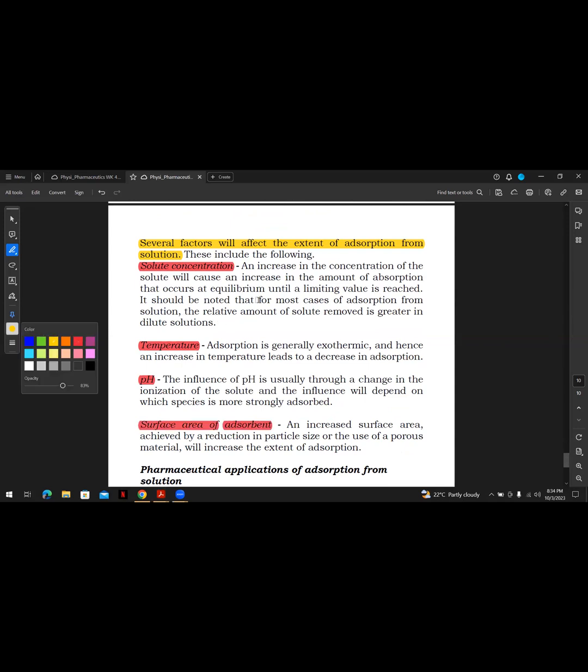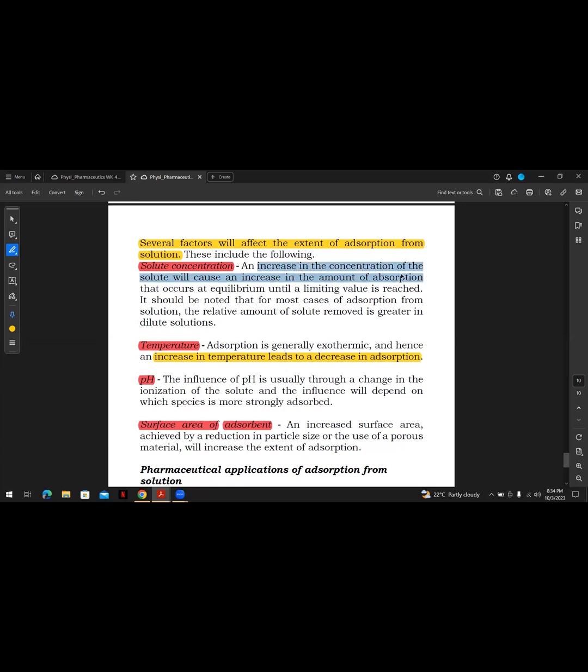And then the temperature. Adsorption is generally exothermic, and hence an increase in temperature leads to a decrease in absorption. So exothermic are the ones which give out heat, the processes where there's an output of heat. So it's exothermic, so an increase in temperature leads to a decrease in absorption.